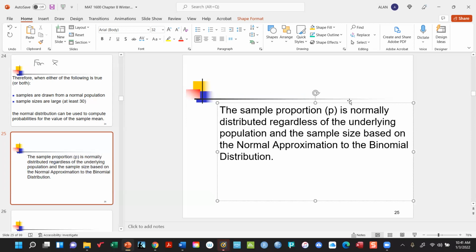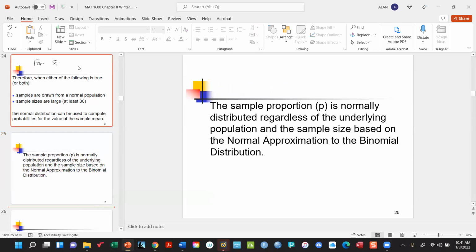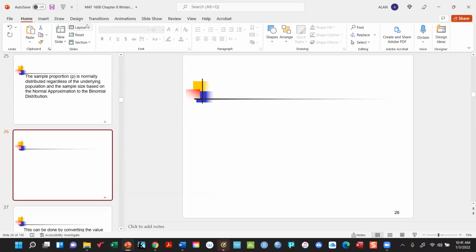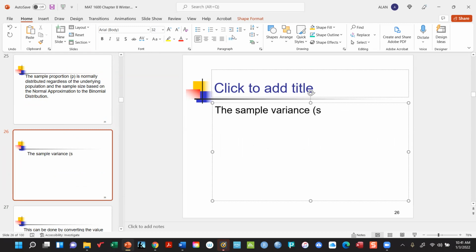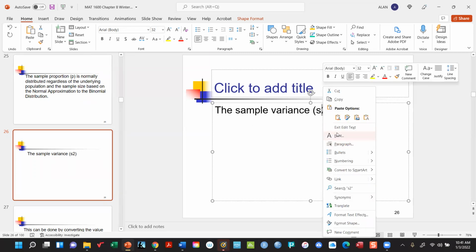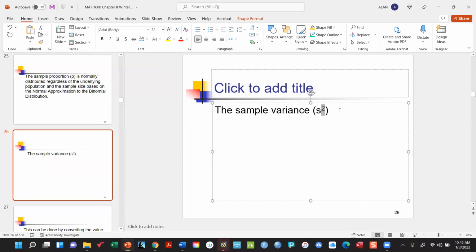Now, what about the other two sample statistics that we know? All right, the sample variance, S squared. This is one of the awkward things about PowerPoint. Superscripts are a bit of a nuisance. It's much easier in Word.